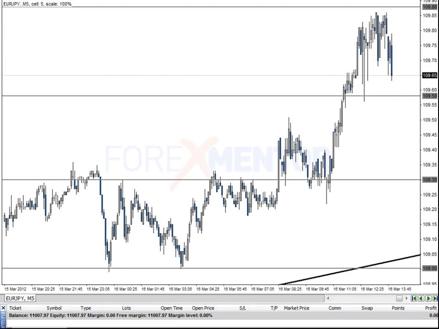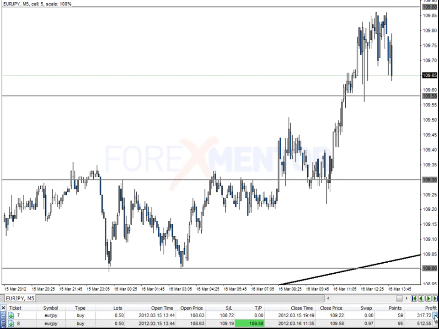So that was the bullish butterfly at a key area of resistance. We took partials at 59, and then we took the remainder off at 95.